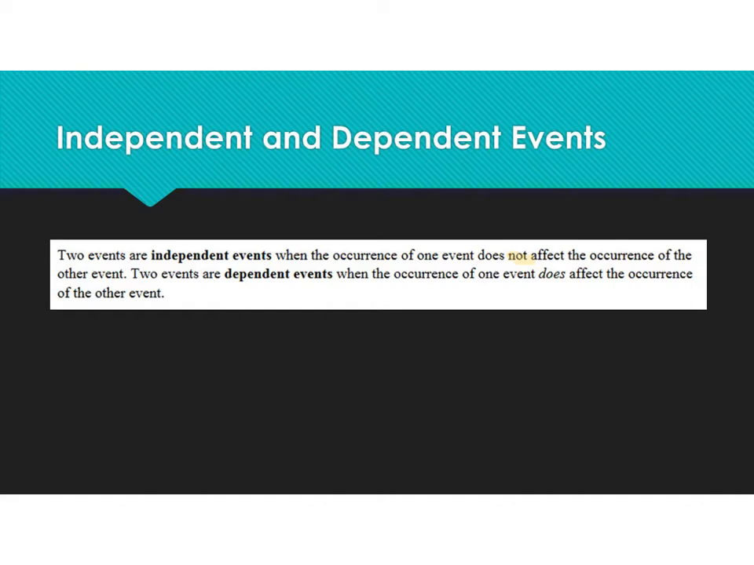On the other hand, two events are dependent when the occurrence of one event does affect the occurrence of the other event. Here a key word is "does." If I am going to draw two cards from a deck without replacement, let's say I want to draw an ace and a king. My probability of drawing an ace is 4 out of 52, but if I keep that ace out, my probability of drawing a king becomes 4 out of 51 because I withdrew a card. We're going to look at some examples of those.